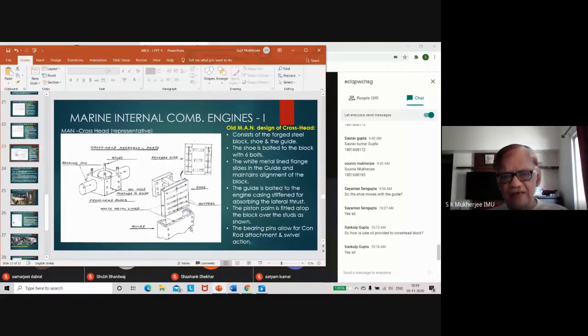Okay. So any questions on how this crosshead system works? Okay. Let's move on.